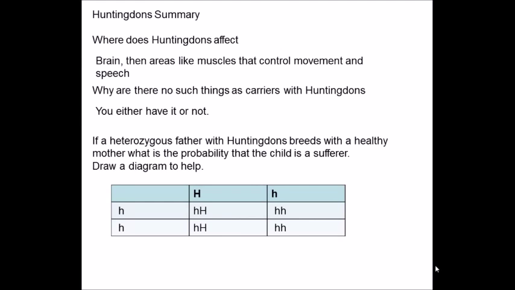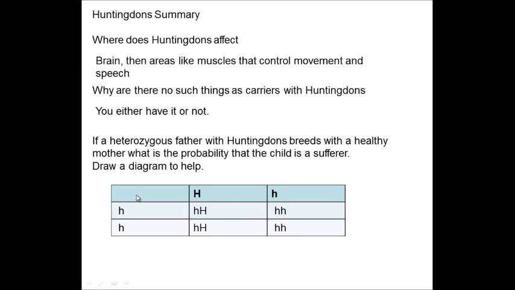So if a heterozygous father with Huntington's breeds with a healthy mother, what's the probability that the child is a sufferer? Draw a diagram to help. So a heterozygous father, heterozygous meaning he's got two different alleles in his genotype, so big H, small h. So in half his sperm he has the big H, which is causing Huntington's, and he has the small h allele, which means it's healthy.